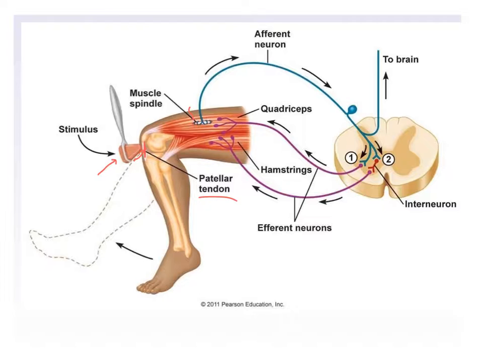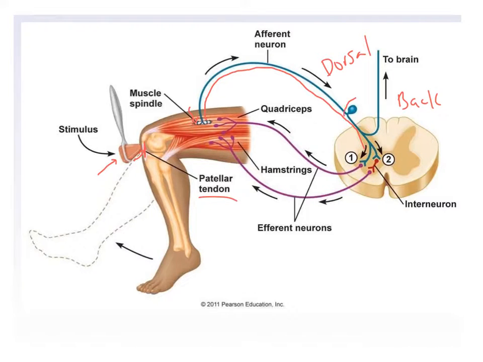this muscle spindle right here notices that the quadricep muscle is being stretched. It stimulates this afferent neuron to fire an action potential. So that's how this action potential travels down along the axon. It comes into the spinal cord. And what you see here is it comes in through the back. So this is the back. So that comes in what's called the dorsal or posterior root.